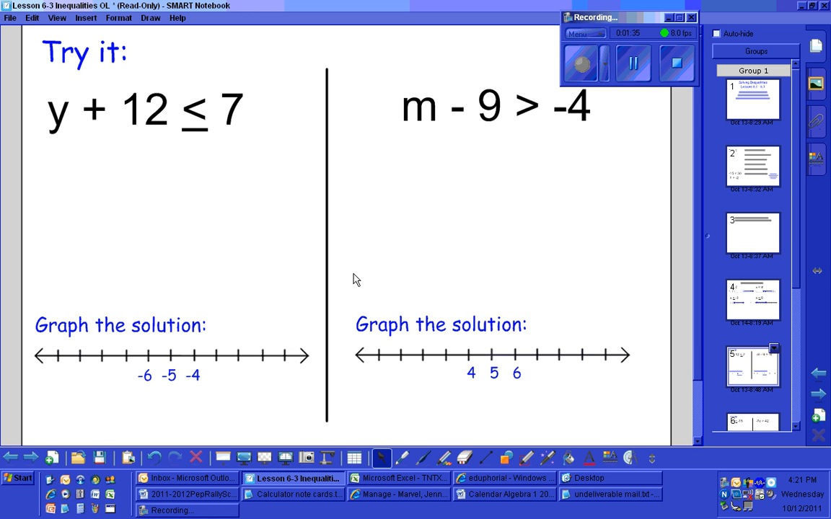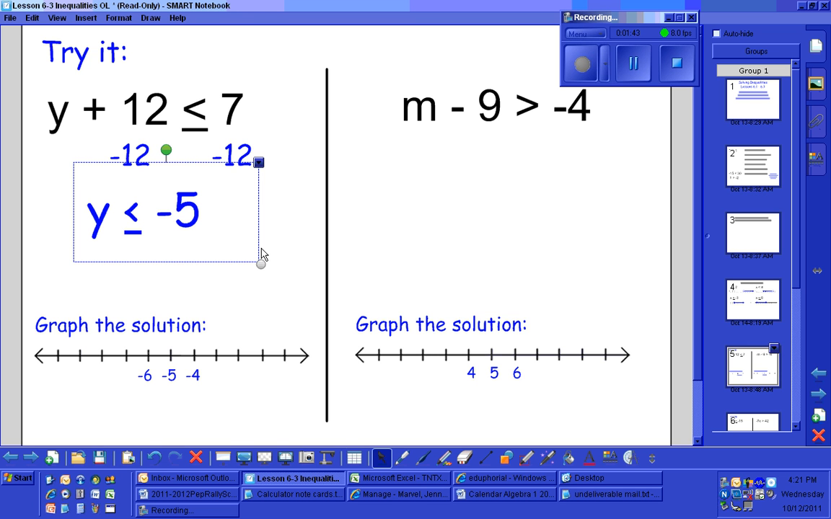To solve this inequality, we solve it just like an equation. Subtract 12 to cancel out the plus 12. There's our inequality, and the solution looks like this.